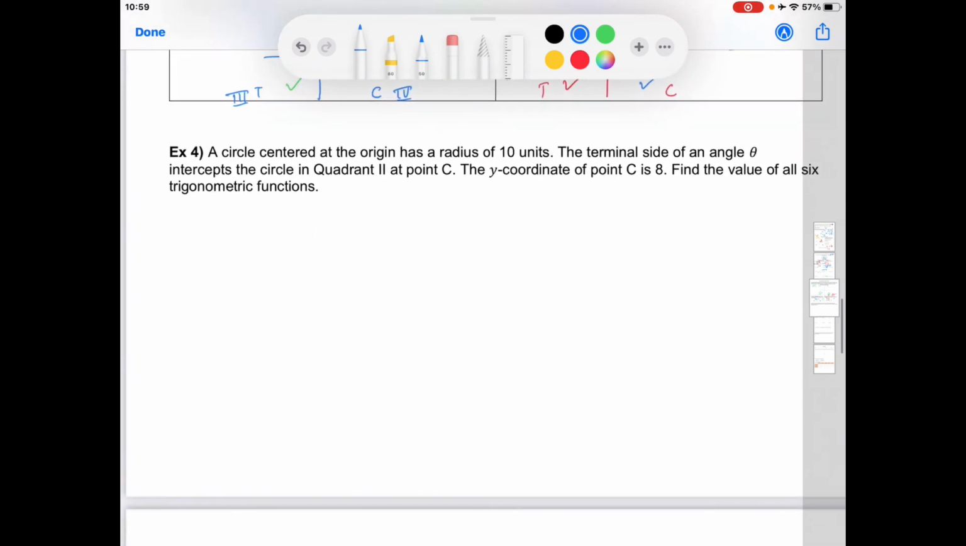Example 4. A circle centered at the origin has a radius of 10 units. The terminal side of an angle theta intercepts the circle in quadrant 2 at point C. The y-coordinate of point C is 8. Find the value of all 6 trigonometric functions. So we want to find this. Let's write that down first and then we'll draw a picture. I want to find all my 6 trig functions.